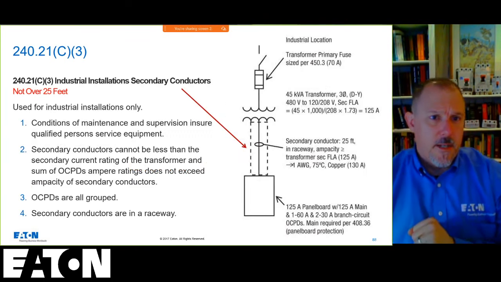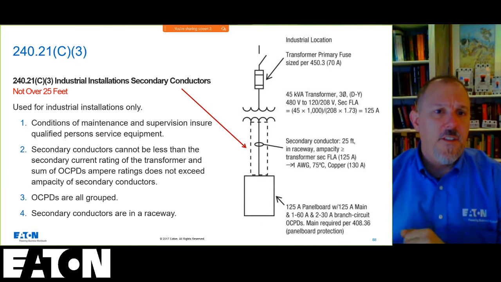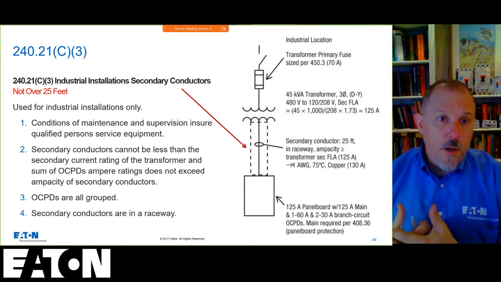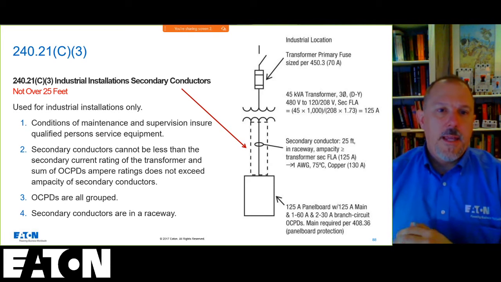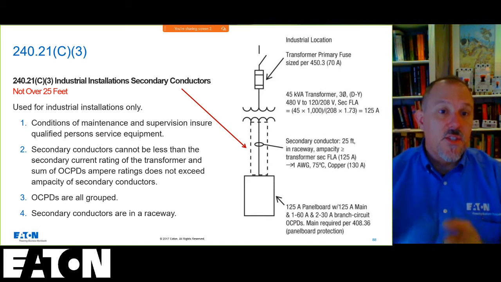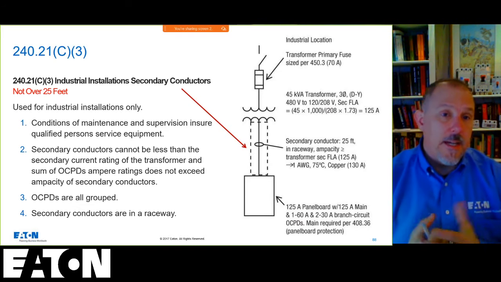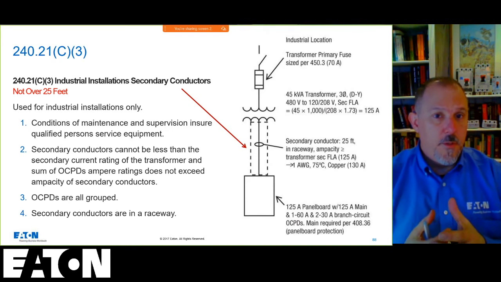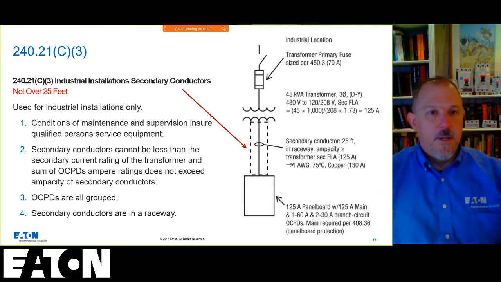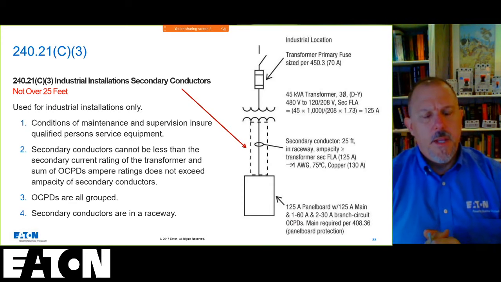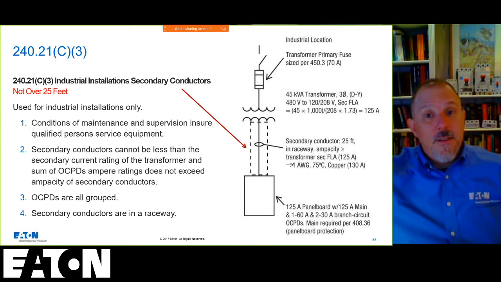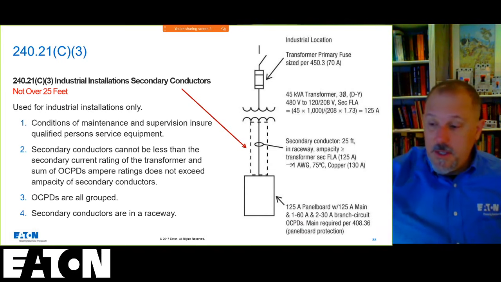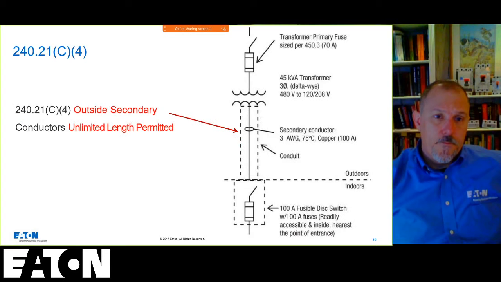C3 talks about over 25 feet, but again, industrial installations only, where you have conditions of maintenance to ensure qualified persons are servicing. They can't be less than the secondary current rating of the transformer, and the overcurrent device ampere ratings do not exceed the ampacity of the secondary conductors. And again, they're all grouped in the same panel board, can't have separate, dispersed. And again, the secondary conductors in a raceway. So you have rules associated with this, but you can't forget there's a requirement in 408 that says it has to be on the secondary side as well.